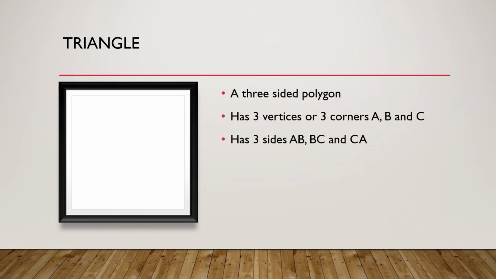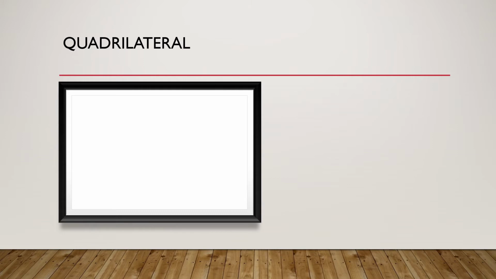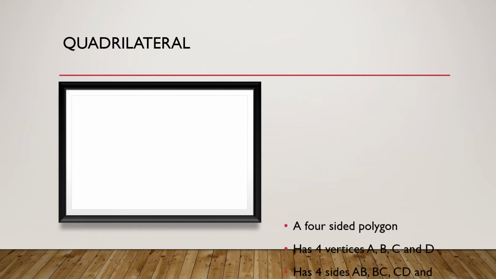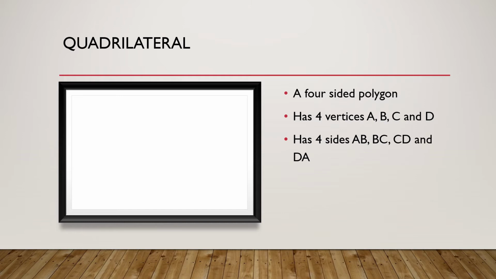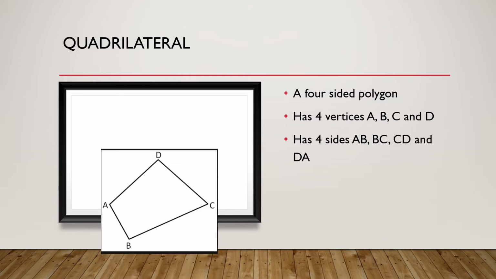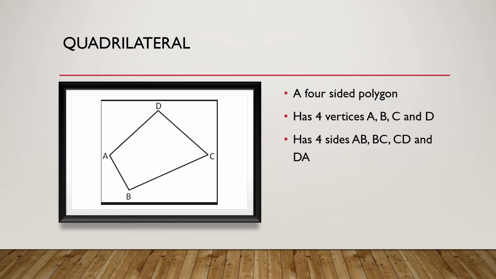We will know about triangle. A triangle is a three-sided polygon which has three vertices, three corners A, B and C as depicted in the figure, and it has three sides AB, BC and CA. Let's know about quadrilateral. A quadrilateral is a four-sided polygon, has four vertices A, B, C and D, and has four sides AB, BC, CD and DA as shown in the figure.